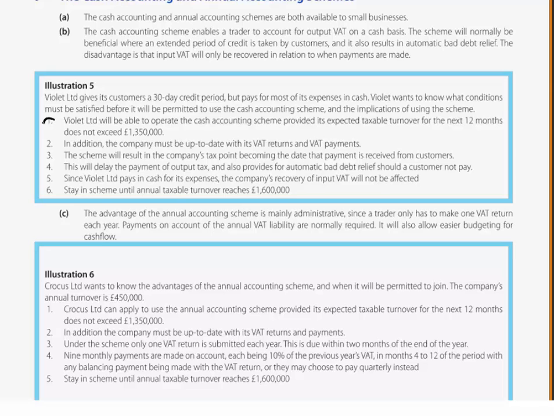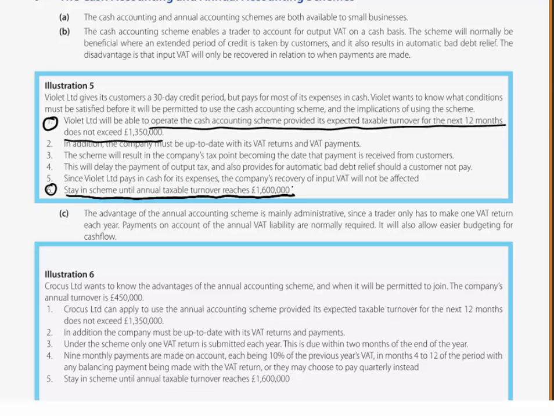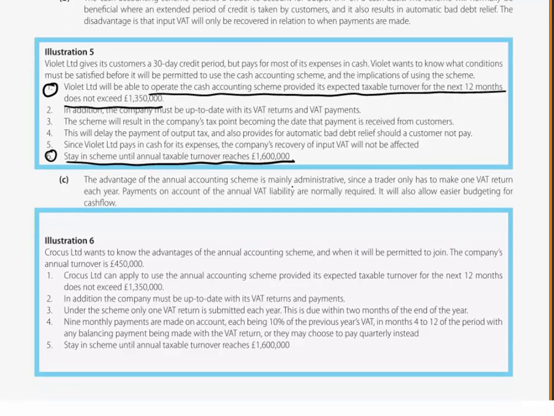What we're told here in section 1, this company will be able to operate the cash accounting scheme provided its expected taxable turnover for the next 12 months does not exceed 1.35 million. And point 6, it will be able to stay in the scheme until annual taxable turnover reaches 1.6 million. So there is your basic eligibility, firstly to join and then to remain within the cash accounting scheme. And so it is also, when we look at illustration 6, that we have the same eligibility rules when it comes to the annual accounting scheme.